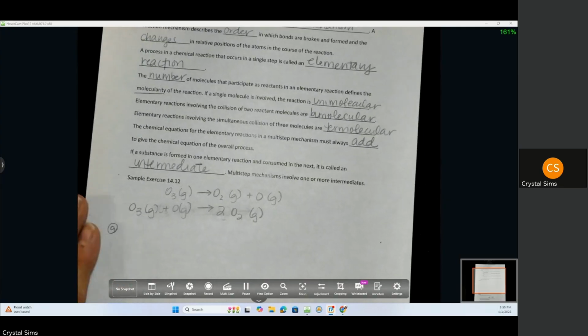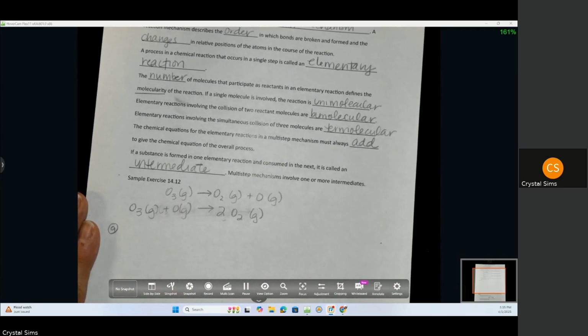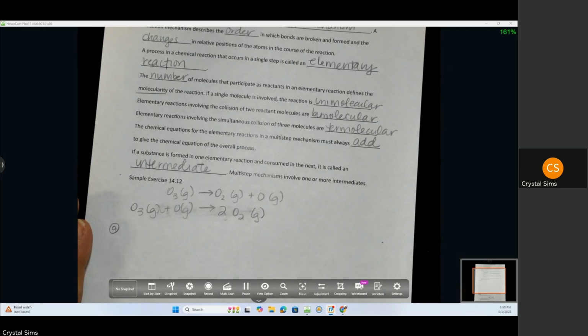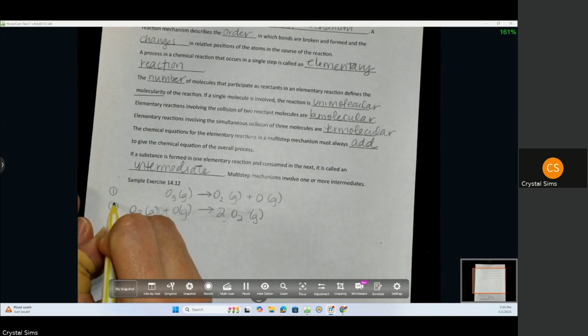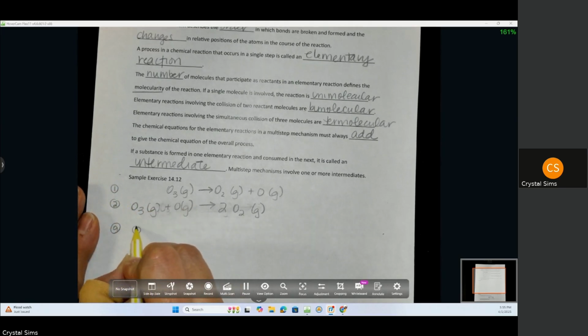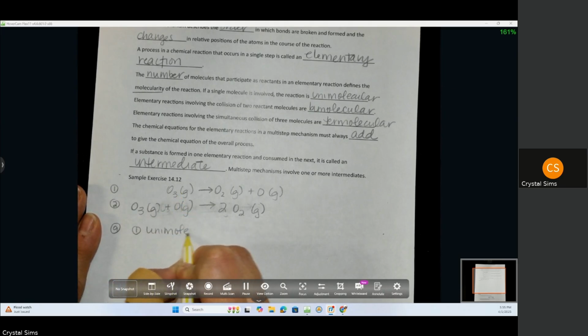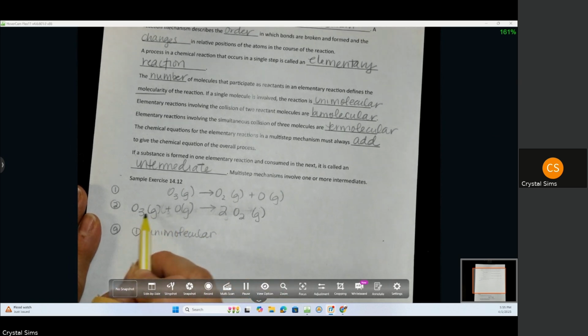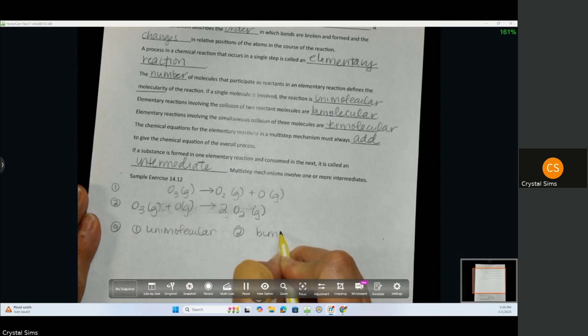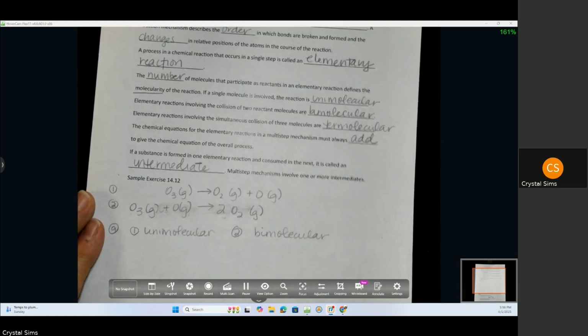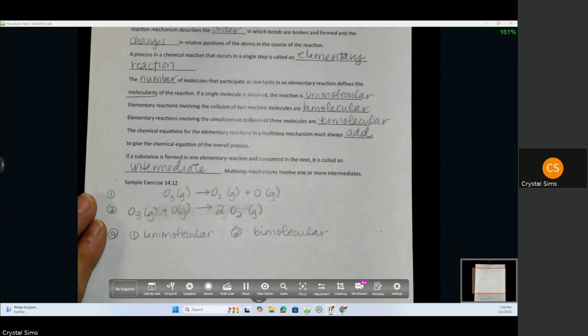So we have one reactant in our first step here. So let's just say this is our first and this is our second step. To determine the molecularity, we have one reactant, so that is unimolecular, okay? And then the second reaction has two reactants, so that is going to be bimolecular, okay? So that's our first question that they ask us, what is the molecularity?